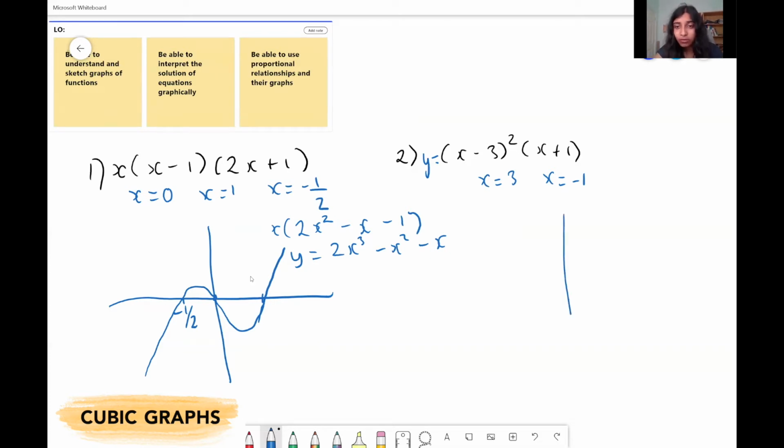So if we draw out the graph, we'd have -1 here and 3 here. Again, if we expanded this, we would see that it's just x cubed.